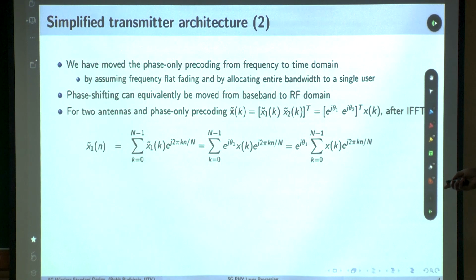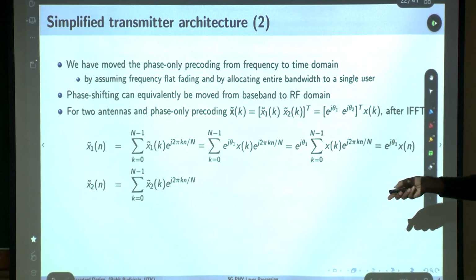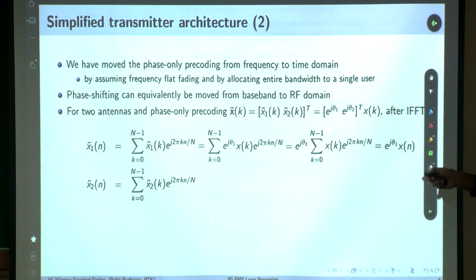What happens after that? This is a time domain signal, x of n into e raised to power j theta 1. So again, the precoding for the first antenna, we are able to move out of the frequency domain to the time domain. The same thing we can do for the second antenna also, x2 tilde of n. Nothing changes, because x2 tilde of k is e raised to power j theta 2 into x of k. The same symbol, after precoding, is multiplied for the second antenna. We are taking the same symbol, precoding it and transmitting.